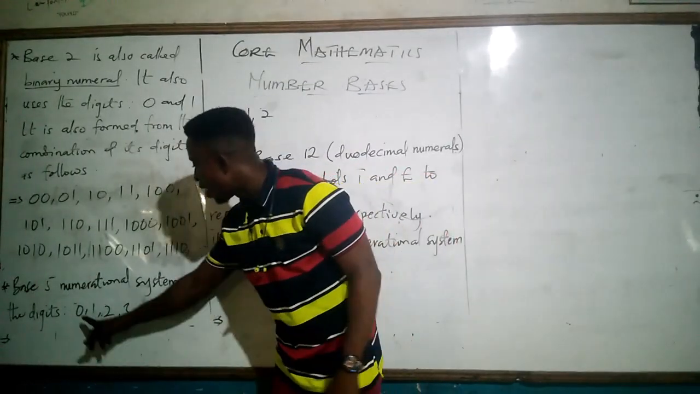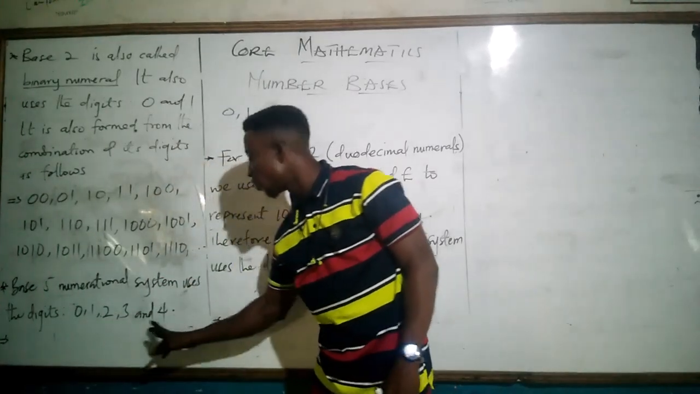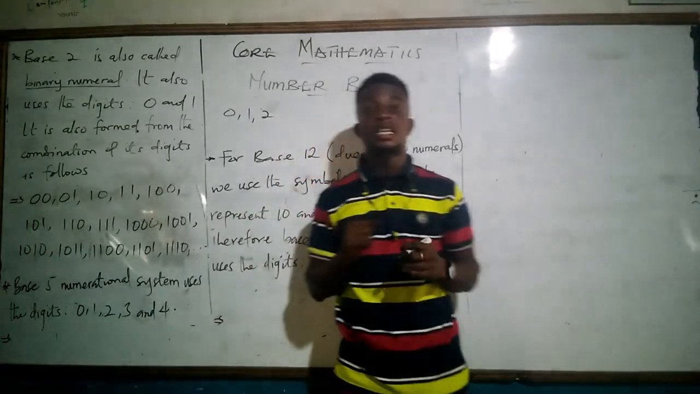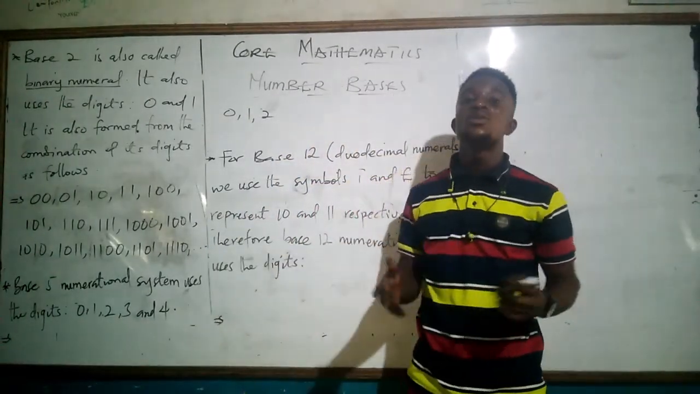So that one too, we have 0, 1, 2, 3, and 4. So 1, 2, 3, 4, 5. They are also 5 what? Digits. Please, can we continue? So let's see how to form those ones.